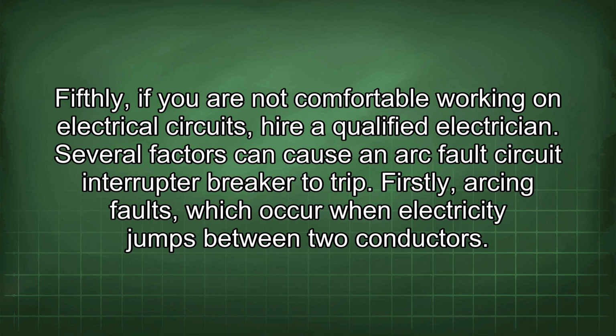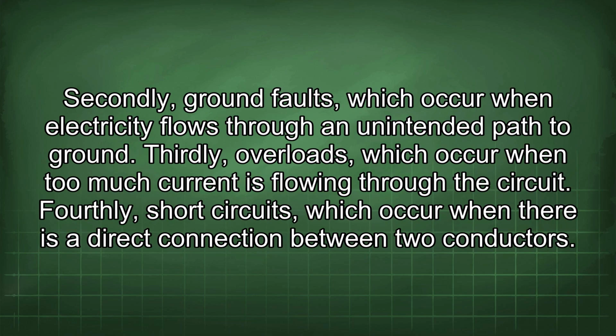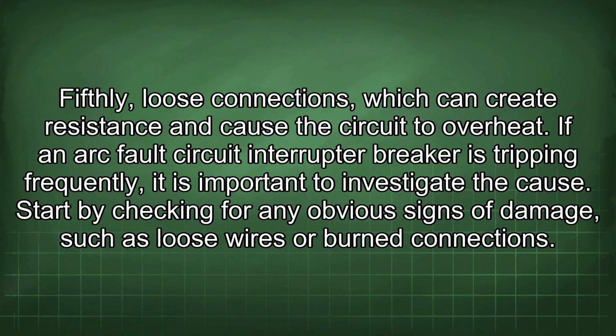Several factors can cause an arc fault circuit interrupter breaker to trip. Firstly, arcing faults, which occur when electricity jumps between two conductors. Secondly, ground faults, which occur when electricity flows through an unintended path to ground. Thirdly, overloads, which occur when too much current is flowing through the circuit. Fourthly, short circuits, which occur when there is a direct connection between two conductors. Fifthly, loose connections, which can create resistance and cause the circuit to overheat.